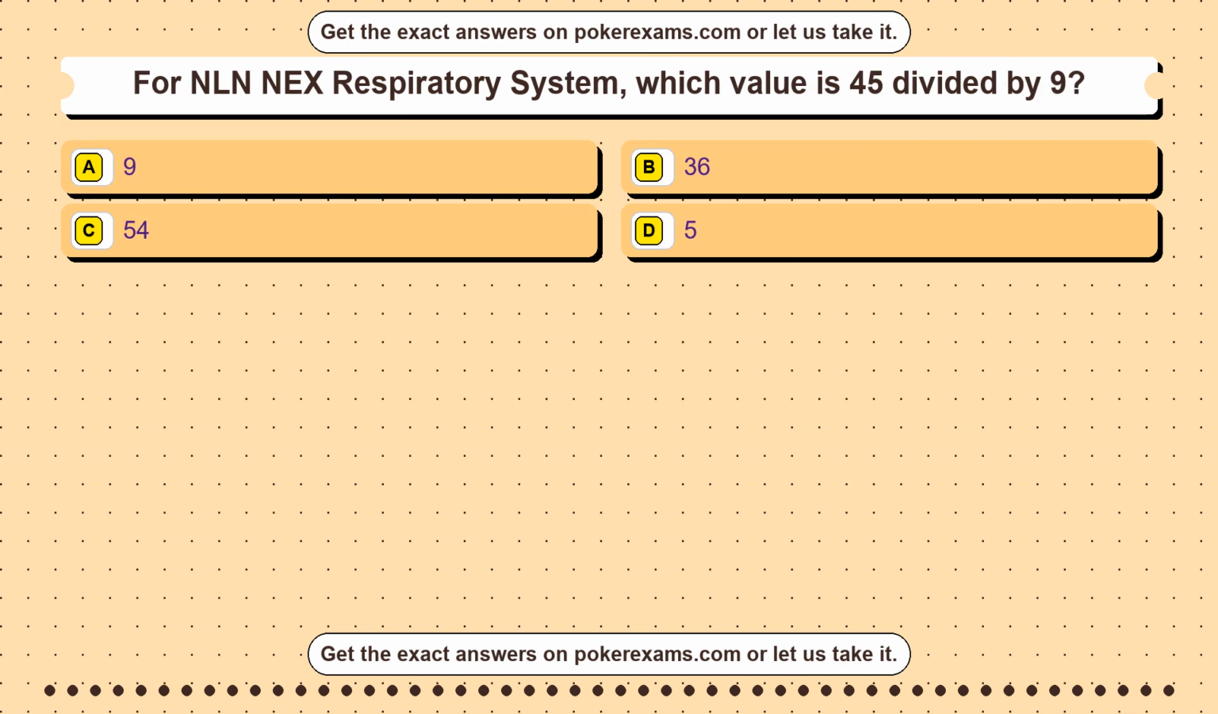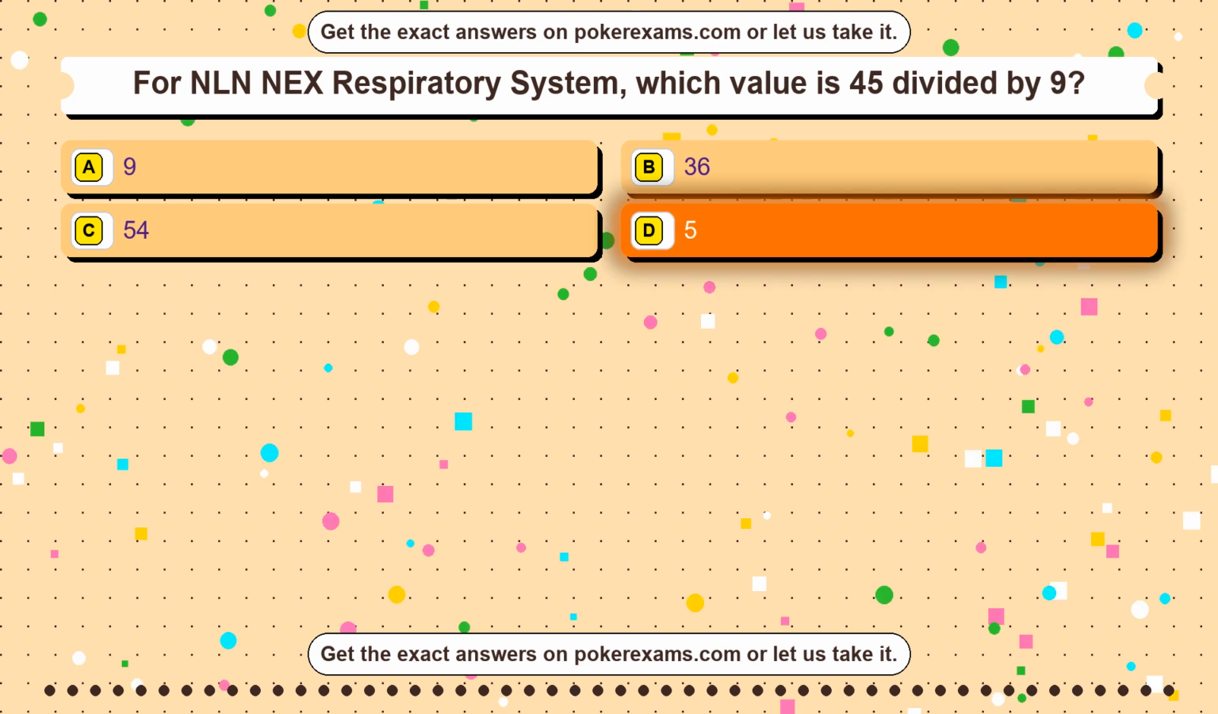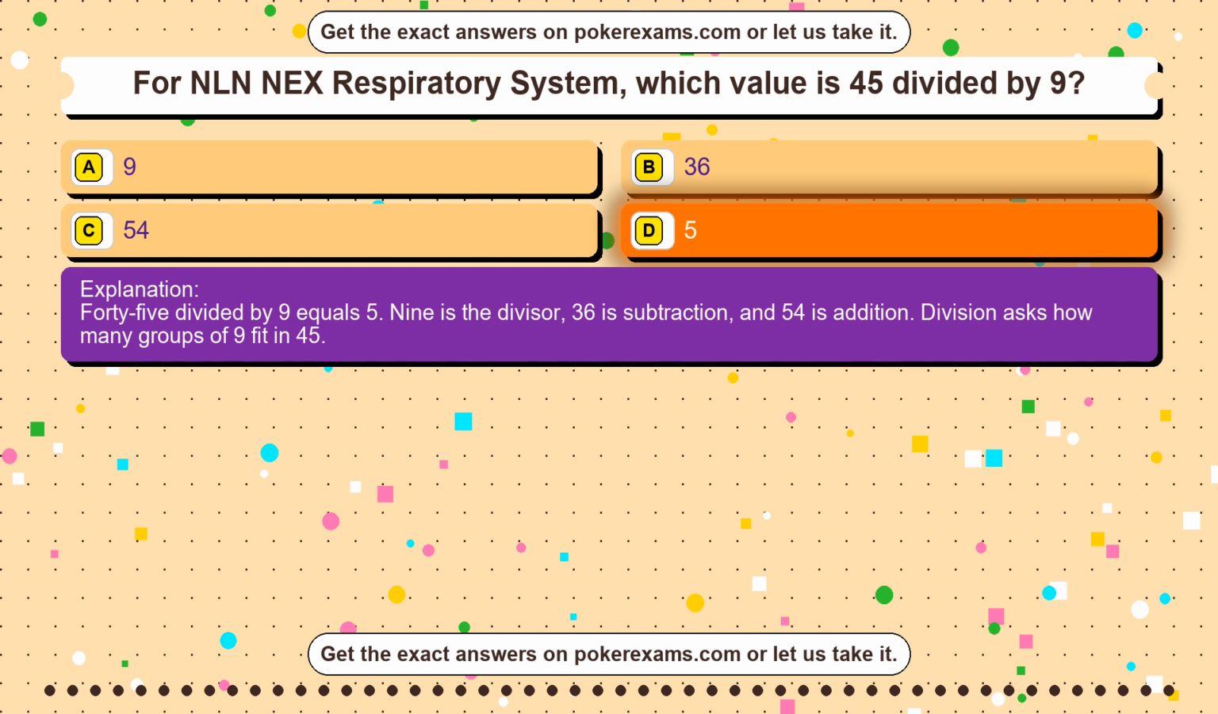Question 2. For NLN NEX Respiratory System, which value is 45 divided by 9? Option A, 9. Option B, 36. Option C, 54. Option D, 5. The correct answer is option D, 5. 45 divided by 9 equals 5. 9 is the divisor, 36 is subtraction, and 54 is addition. Division asks how many groups of 9 fit in 45.